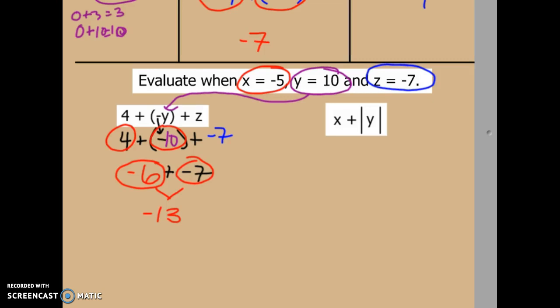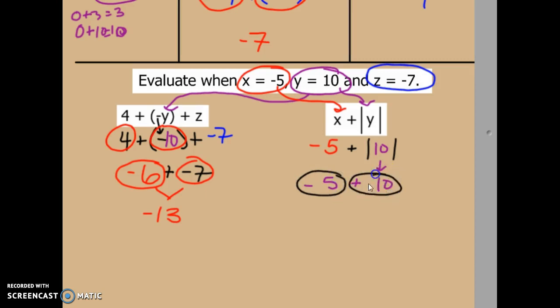Alright, this next one, x. X, it says, is negative 5, so I'm going to put negative 5 there. Plus, and then we have the absolute value of y. And y is just 10, so I'm going to put a 10 inside there. Anything that goes in our shower, absolute value has to come out clean or positive, so that's just 10. So we have negative 5 plus 10. Well, negative, positive, different signs subtract. 10 minus 5 is 5. And there's more positive, so your answer is a positive 5.